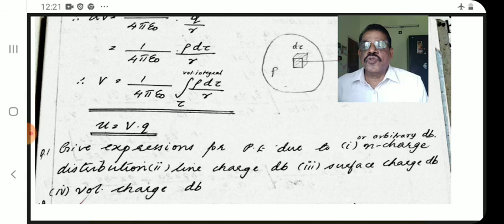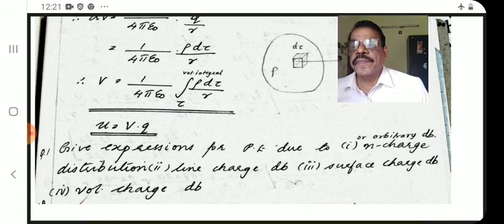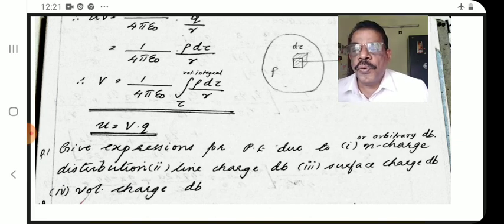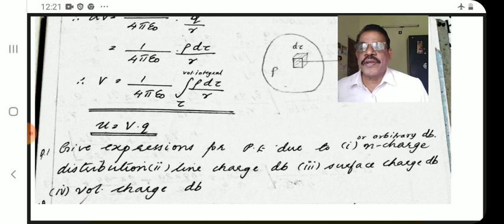And here this is the question. Probably these are short answers. Give the expressions for potential energy due to n charge distribution. That we know: 2 charge distribution, then n charge distribution, line charge distribution, surface charge distribution, and volume charge distribution. All the cases we have discussed. Potential energy due to n charges, due to line charge, due to surface charge, and due to volume charge, all the 4 cases.